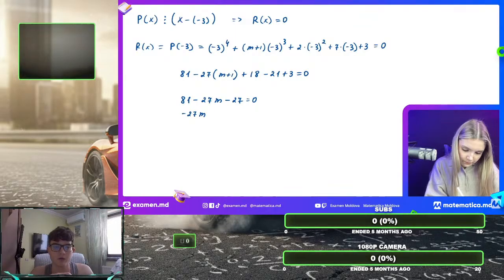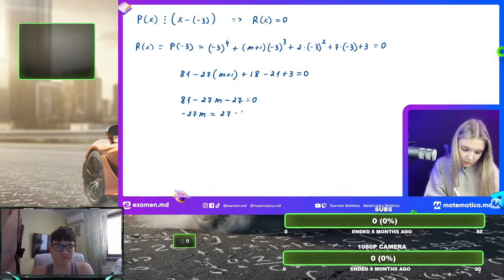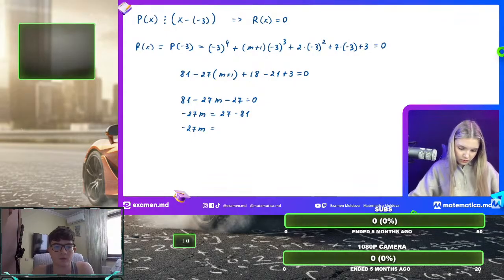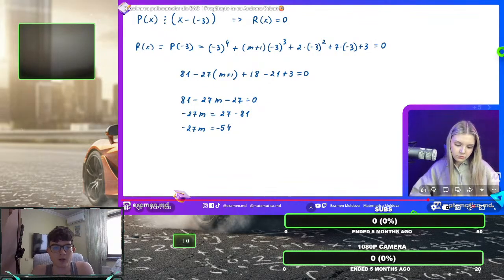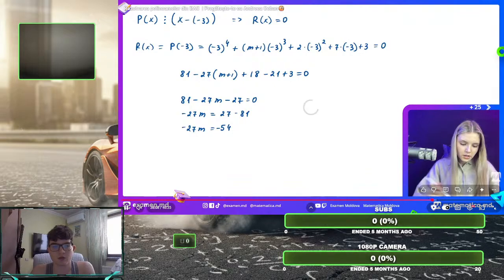We have -27m and those numbers right to the right. Just that. 27 minus 81, so we have a negative number on the right. And so the number is what? 50 something? 54? I think it's 54. Yeah. -54, and m is just going to be a positive number thanks to the division, and it's going to be 2. So m is 2.